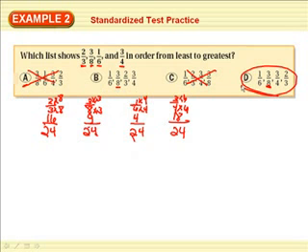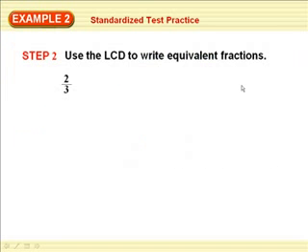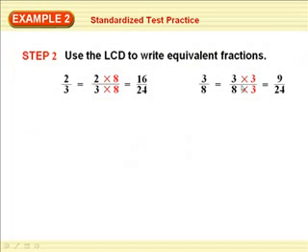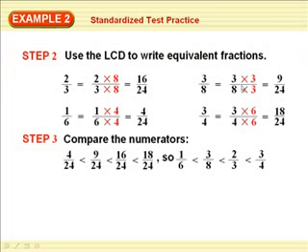So we got common denominators. We put them in order from least to greatest. So our answer is D. See what they did? 24. They rewrote all the fractions just like we did. Look at that. And then they used that to put them in order.